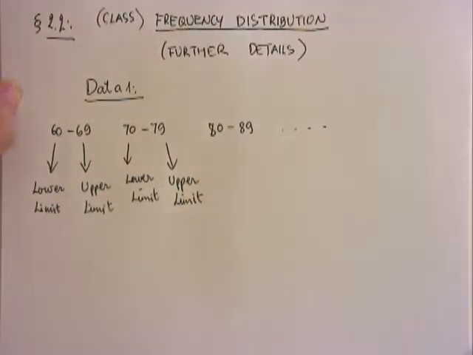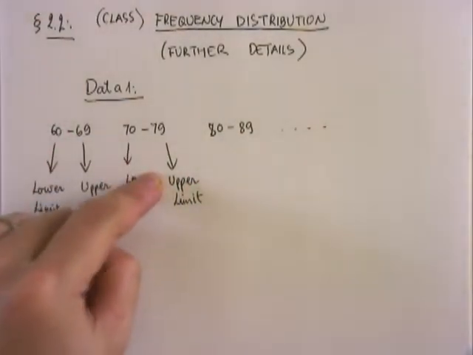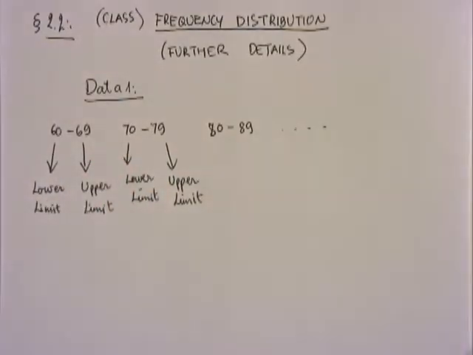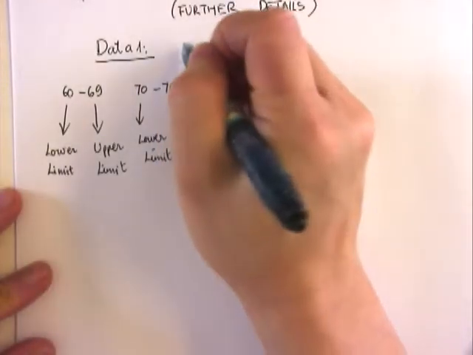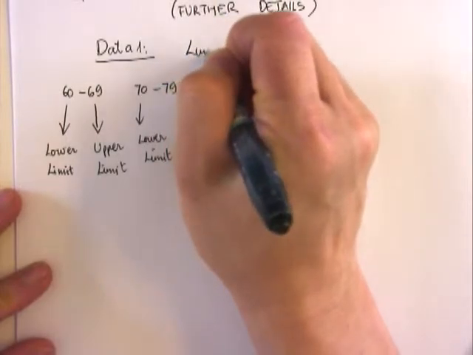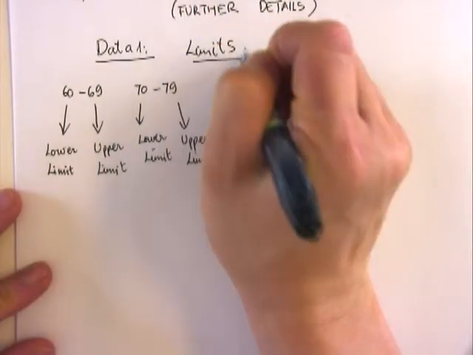As you can see, any class in a class frequency distribution table has a lower limit and an upper limit. So that's the idea of looking at limits.